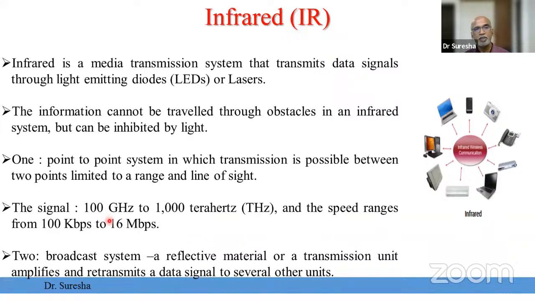The signal operates at 100 gigahertz to 1000 terahertz, and speed ranges from 100 kbps to 16 Mbps. In broadcast systems, an effective mirror transmit unit amplifies and retransmits the data signal to several other units.